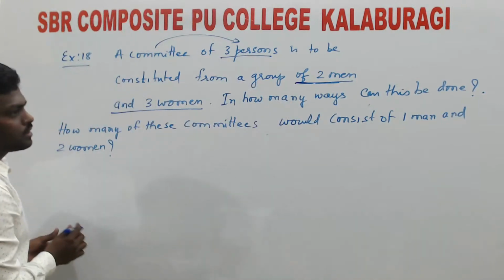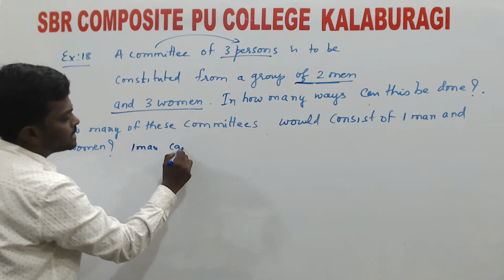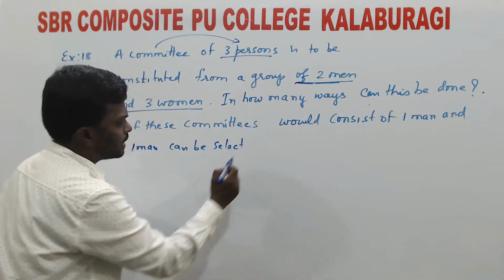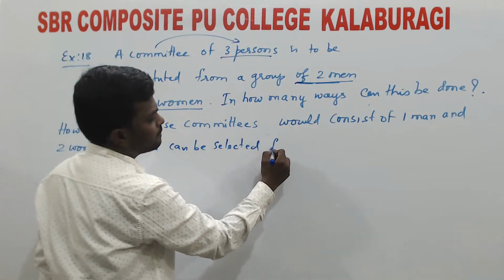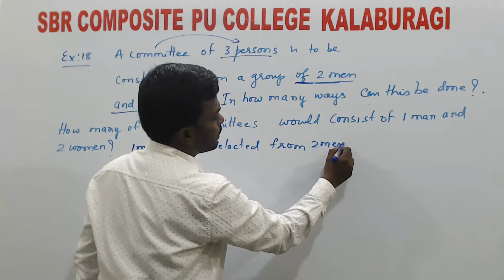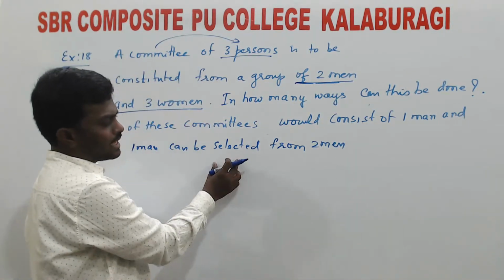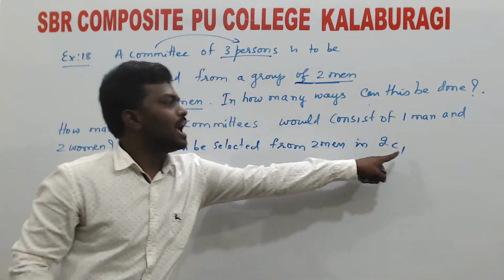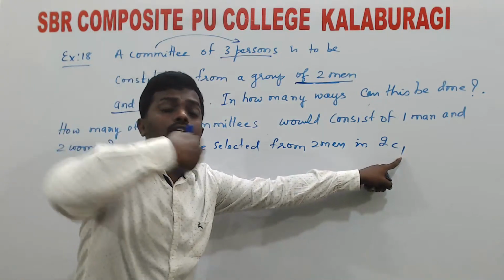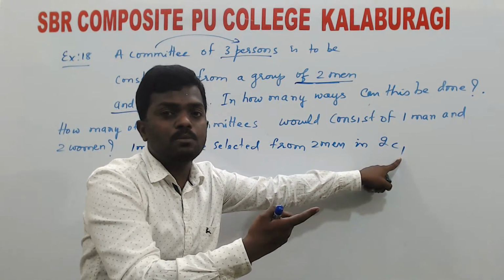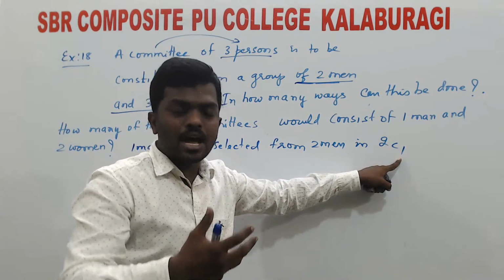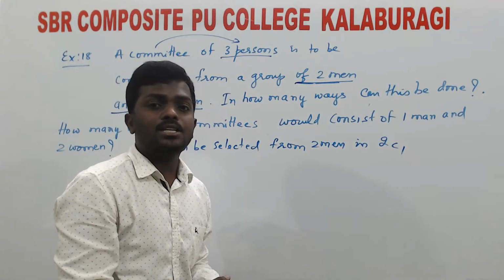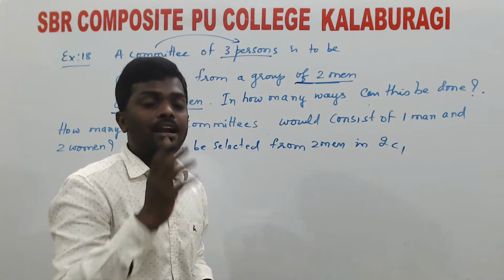Next part of the question, one man can be selected. How will you pick the man? You have to take it from the men group only, right? So one man can be selected from two men in how many ways? 2C1 ways. There are two men and you are taking one at a time. And you need to take women also, multiplication principle, students. Remember, wherever 'and' is appearing while understanding the question, that is a multiplication rule. If you come across 'or', it's an addition rule.